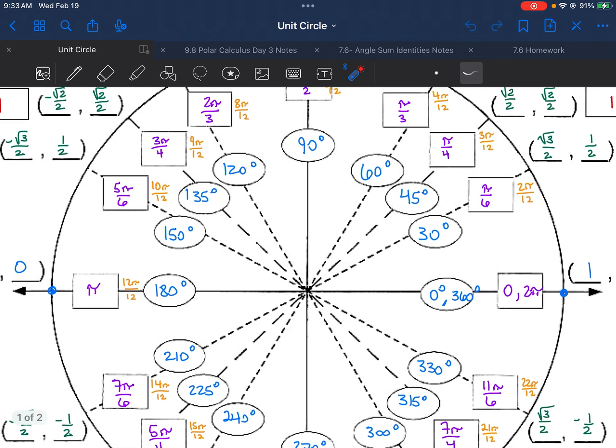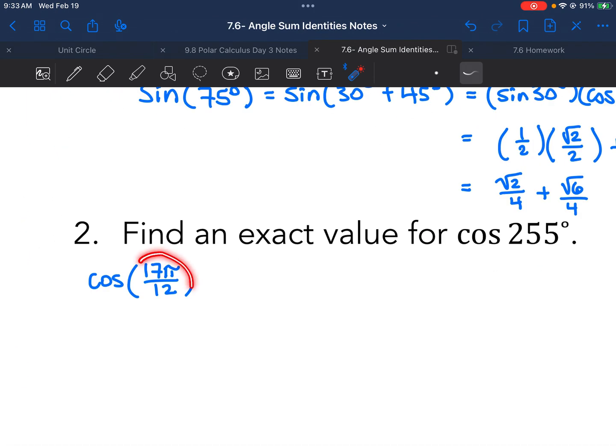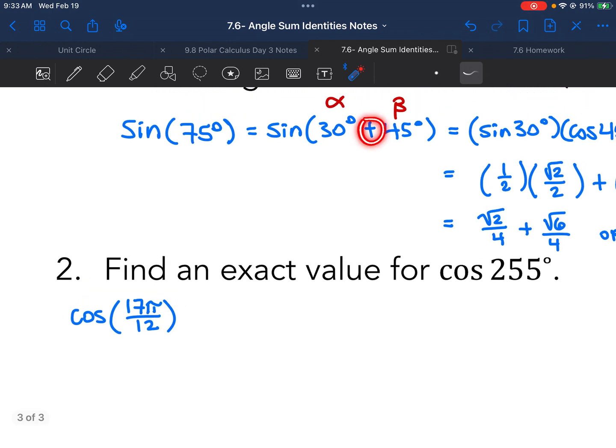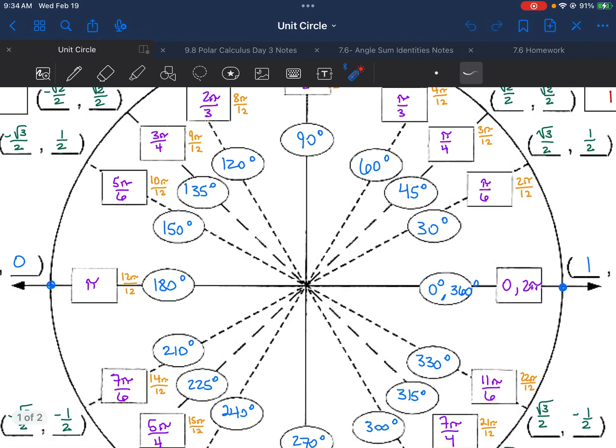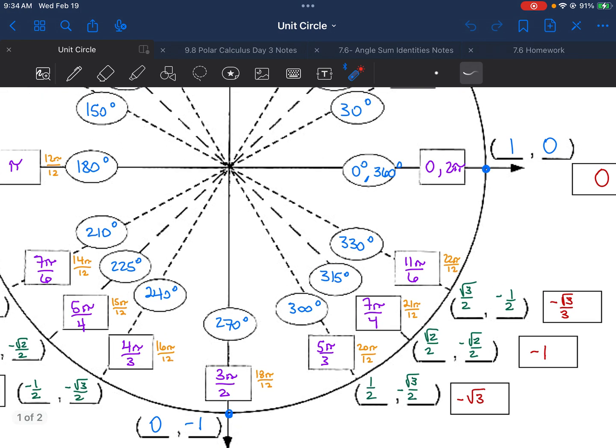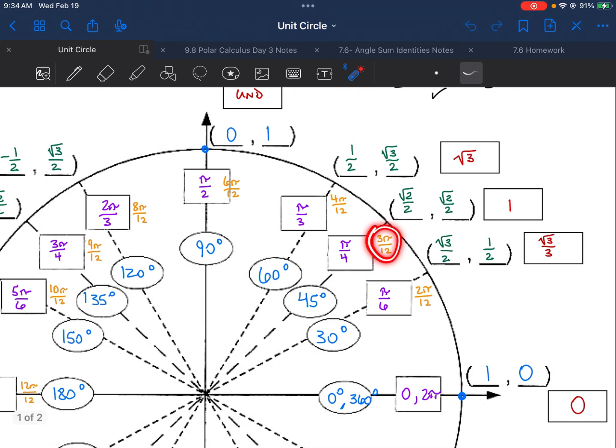So the goal is, 17 pi over 12 is not one of our common unit circle angles. We need to find two angles that either add up to 17 pi over 12 or subtract to 17 pi over 12. Well, we already did an addition problem for number 1, so let's do a subtraction problem. Let's do a difference problem for this one. So let's find two angles that subtract and give us 17 pi over 12. And the one that stands out to me is going to be 20 pi over 12 minus 3 pi over 12.